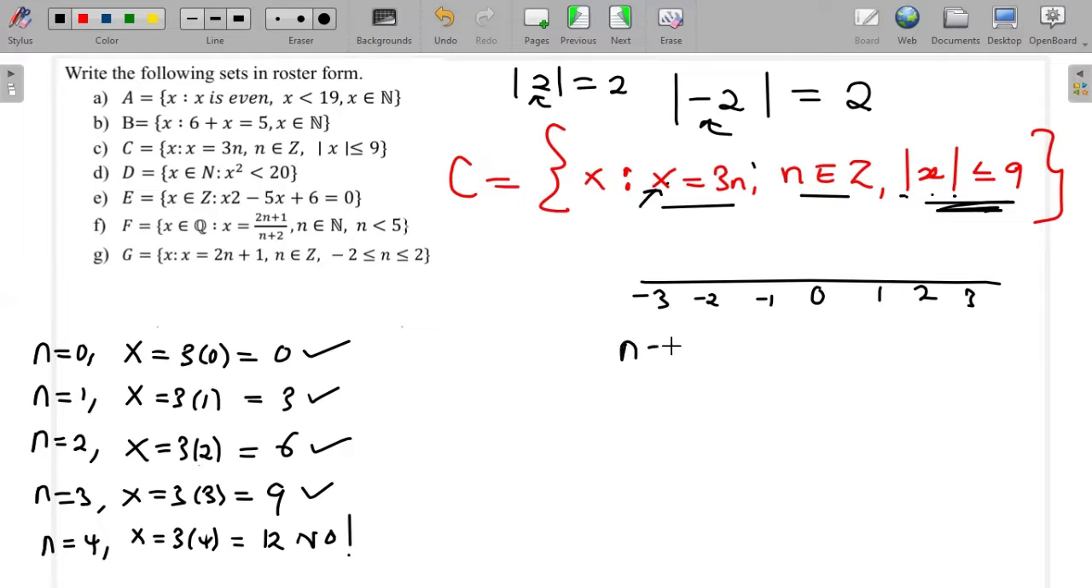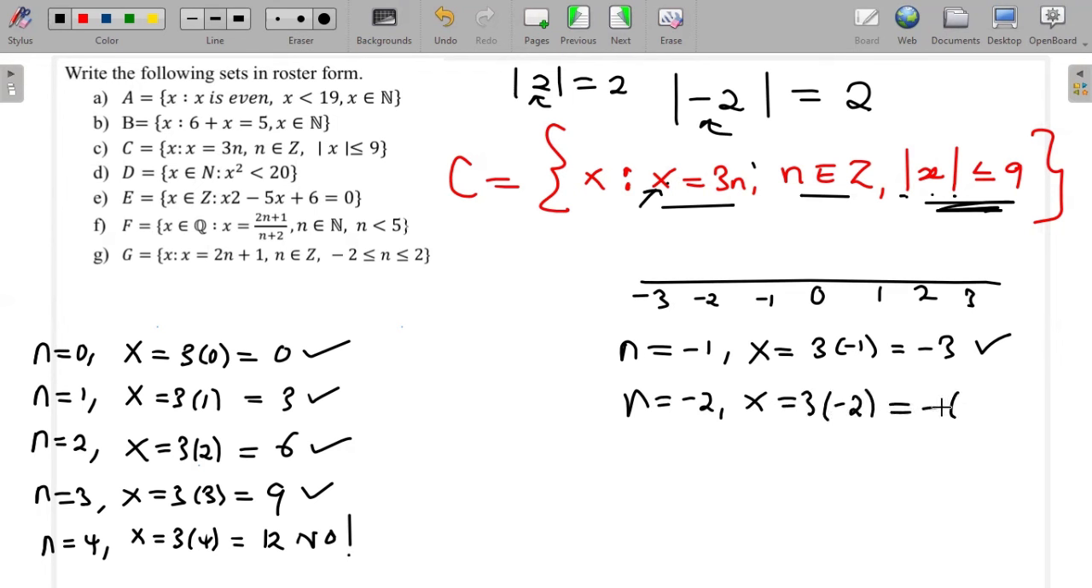So what if my n now is minus 1? Then my x is going to be equal to 3 multiplied by minus 1, which will just be minus 3. Now when I take the modulus of this minus 3, is it giving me a number that is less than or equal to 9? The answer is yes. So I'm going to say yes, it will belong to set C. I move again a step to the left, n is going to be minus 2. So x is equal to 3 multiplied by minus 2.